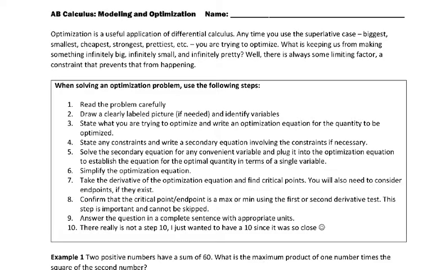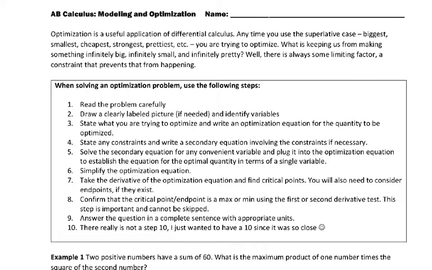Right, so we're going to jump into modeling with optimization, which is one of the most common ways calculus is used in the real world. These come up in scenarios where you're trying to find the biggest or the smallest or the cheapest or strongest or prettiest thing that you're trying to optimize. The only thing we have to keep in consideration is that a lot of times there are some type of secondary constraints or limiting factors also at play, usually with the feasibility of what's possible.